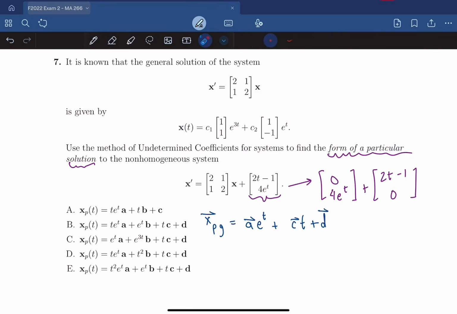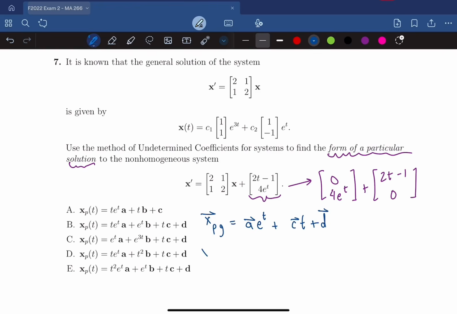And now we're going to check for duplications with our general solution over here. Does ct plus d have any duplications in our general solution? No, doesn't look like it. Let's see if a e to the t does. Here we have some constant and its eigenvector times e to the 3t, which is not a duplicate. But here we have c2 times our second eigenvector times e to the t, which matches the form of this. So what we have here is a duplication.